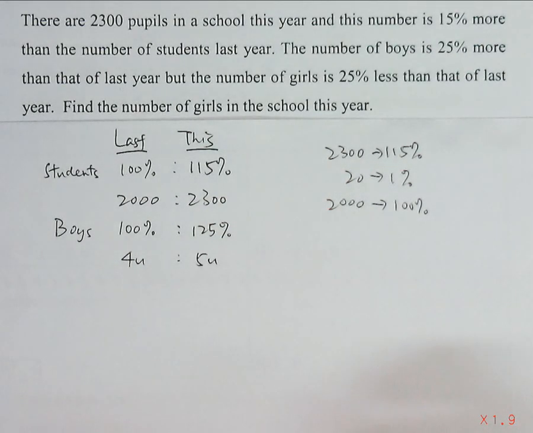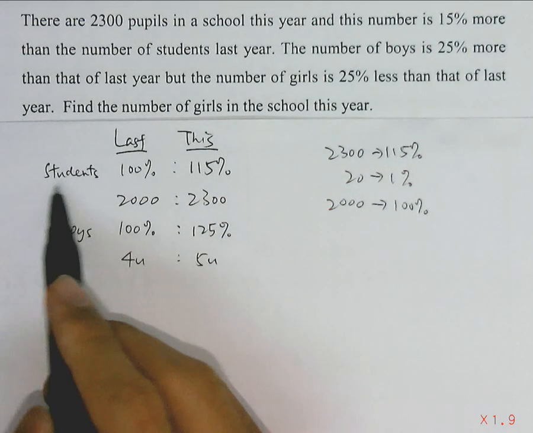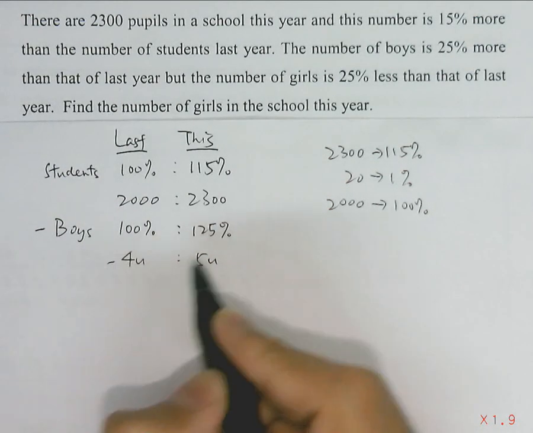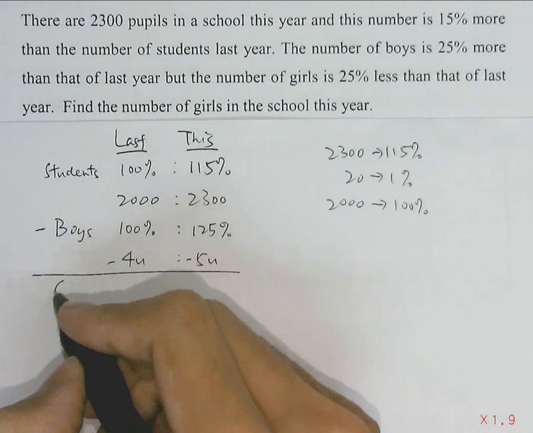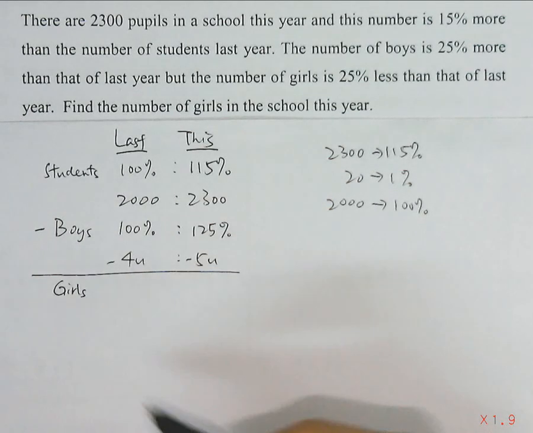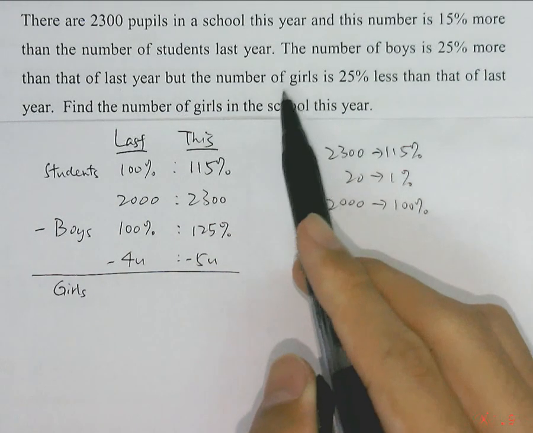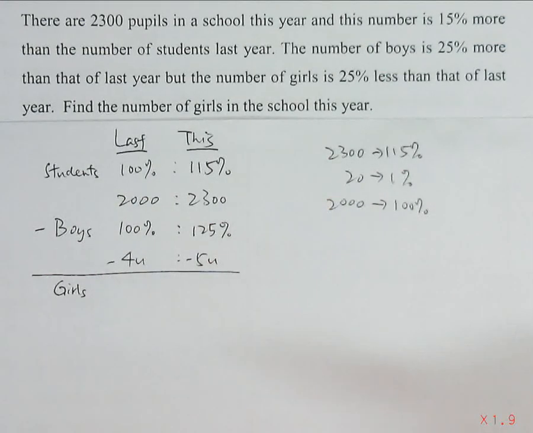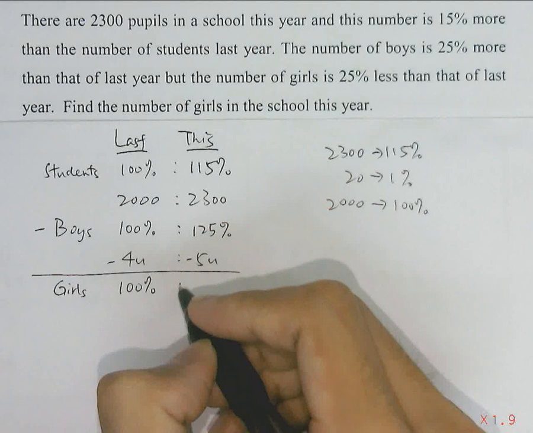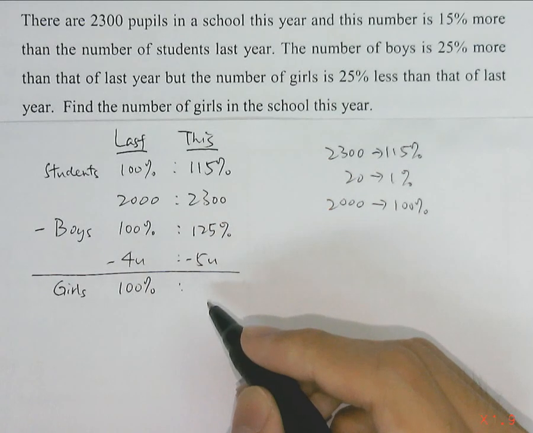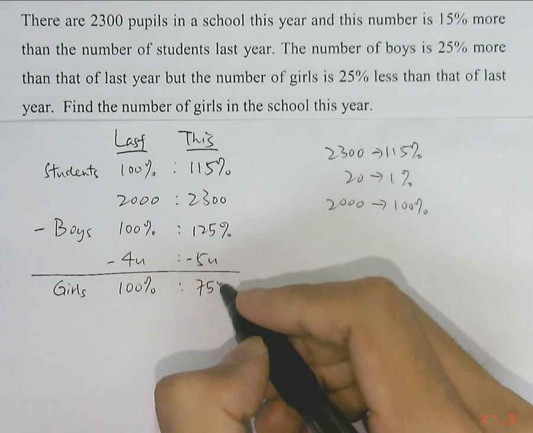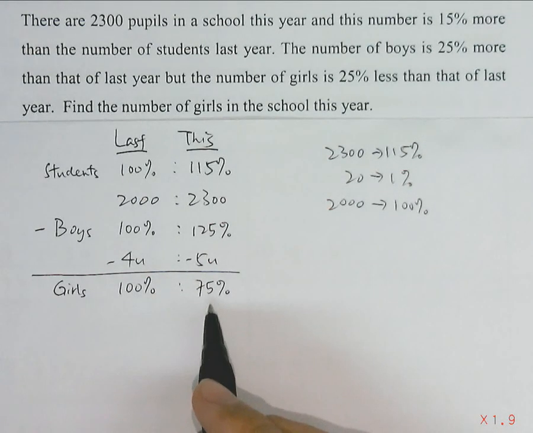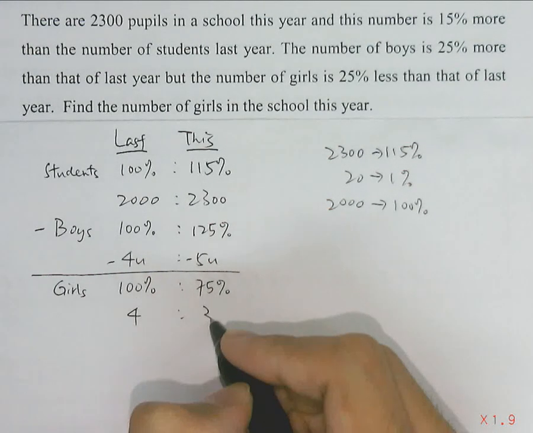Okay, next, if we notice the entire student population, if we subtract off the number of boys, we are going to be left with the number of girls. So the number of girls, the question reveals that the number of girls is 25% less than that of last year. So if last year was 100%, then this year it will be less by 25%, leaving us with 75%. Okay, so 100 to 75 can also be simplified into 4 to 3.